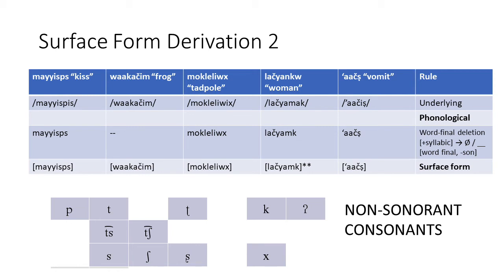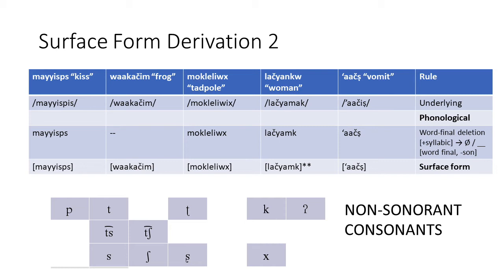Now, if we look at mokleliuch, there is a hidden I between the W and the X. So X, the H, is a non-sonorant. It's at the bottom of this chart. So you have to get rid of this vowel. Mokleliuch. The word for woman is lachiank.